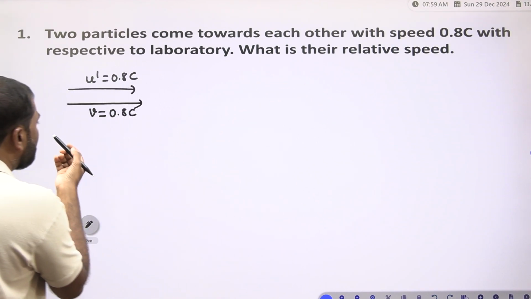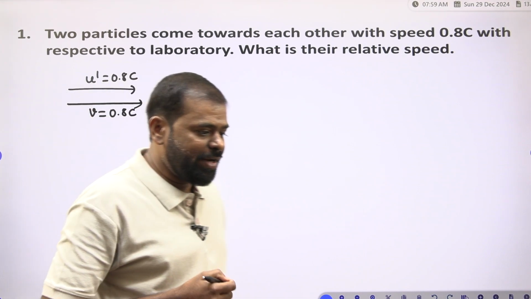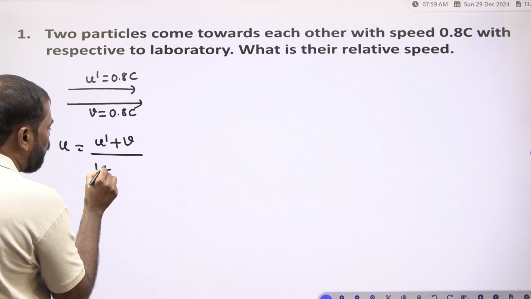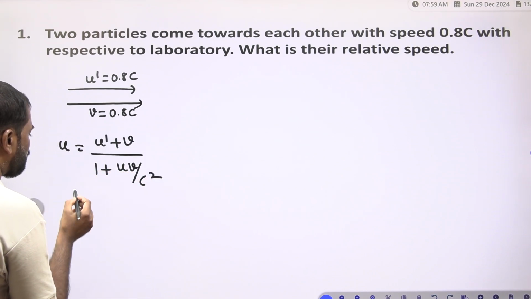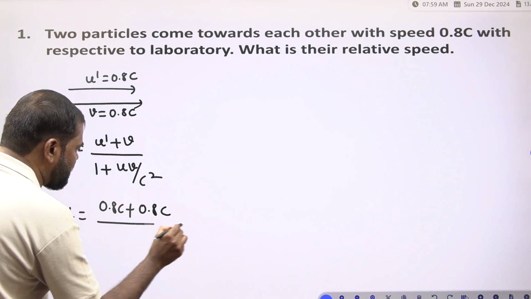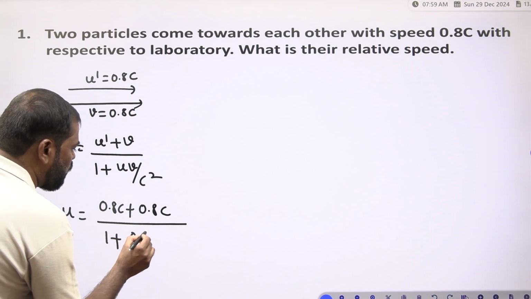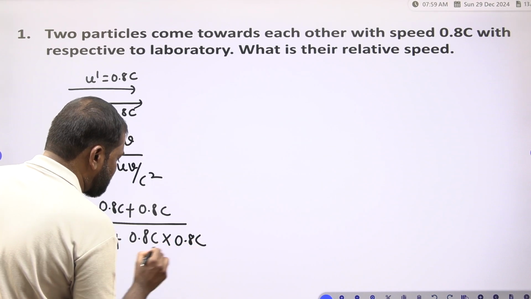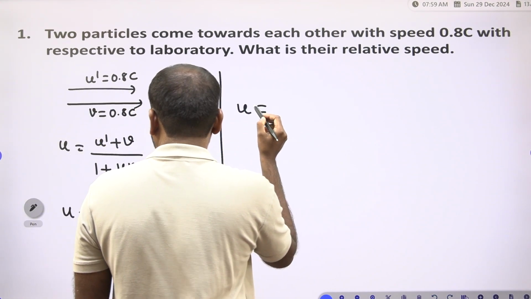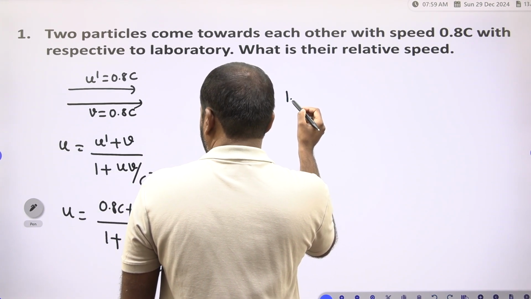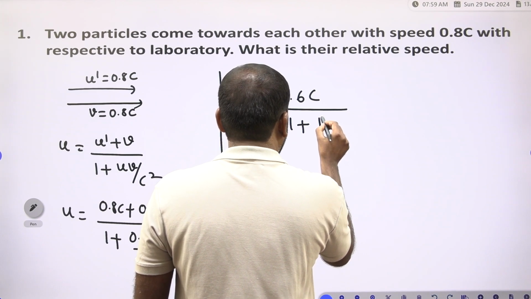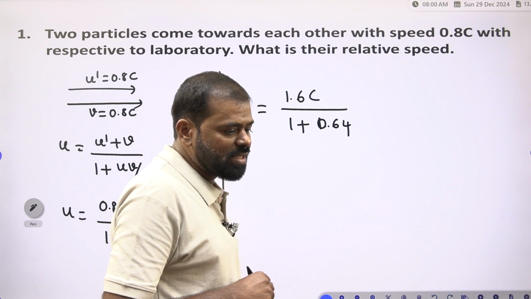So, what is the relative speed? Already I discussed, the relative speed u is equal to (u' plus v) divided by (1 plus uv divided by c square). Just substitute: u' is equal to 0.8c plus v is equal to 0.8c, divided by 1 plus 0.8c into 0.8c divided by c square, the c square gets cancelled. Now you are able to find the relative speed is equal to 1.6c divided by 1 plus 0.64.